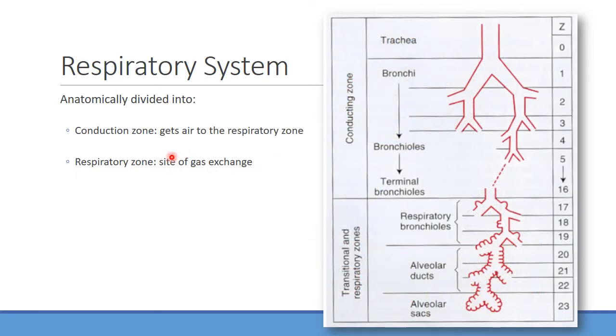Okay, so anyway, anatomically, you're going to find we have a conduction zone. Basically, this is getting air down to the respiratory zone. This is going to be areas where no actual gas exchange occurs. So think about things like the trachea, the bronchi, the bronchioles. It's not really until you get down to the respiratory zone or these alveoli that you're actually going to end up getting this gas exchange.